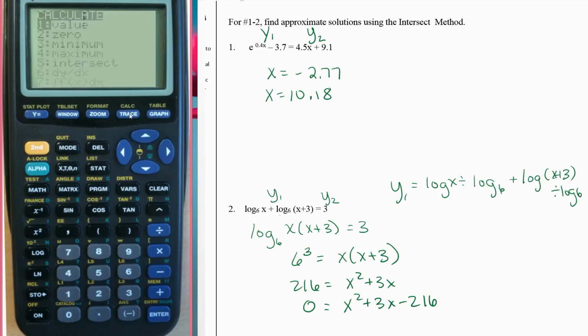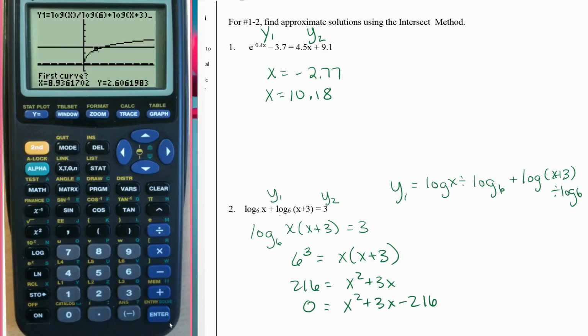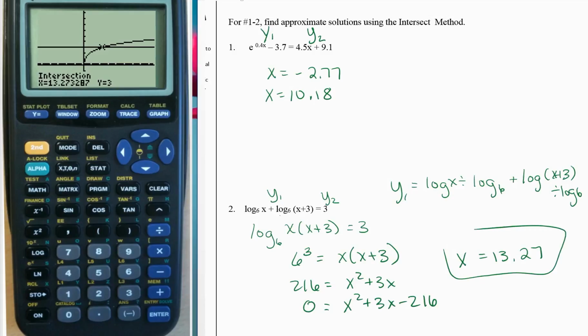So we can hit second calc, intersect, enter, enter, enter. And we see that our intersection point is x equals 13.27. So that's how we use our calculator in the intersect method to help us solve exponential and logarithmic equations.